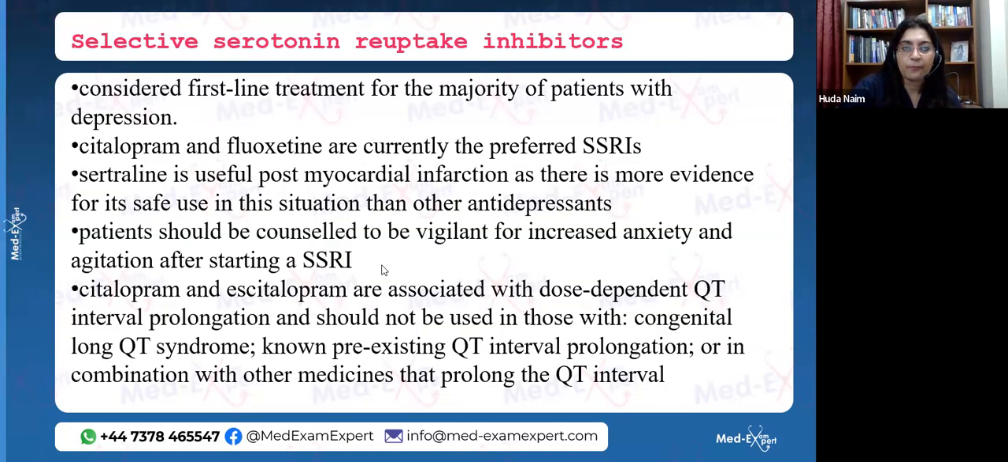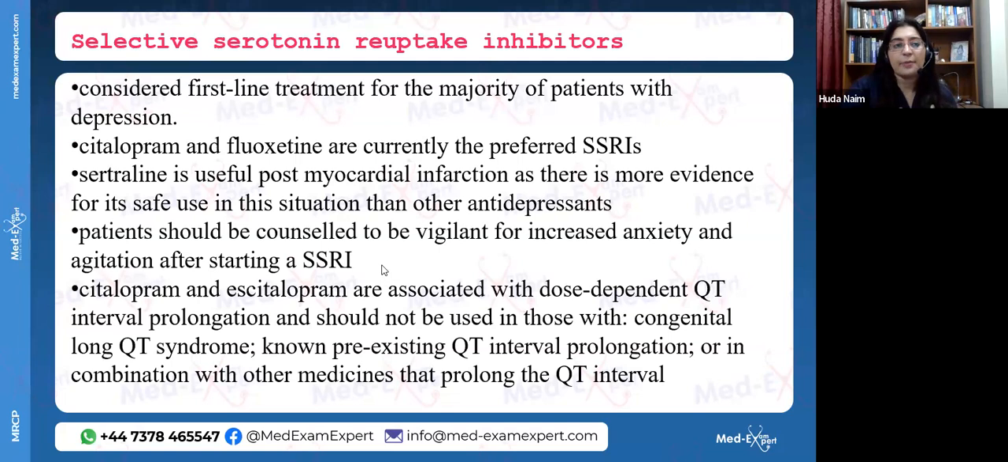Very good. So whenever you come across any drug, always keep a check on their drug interactions, if they're indicated or contraindicated. So SSRIs are the first line treatment. Citalopram and fluoxetine are the ones that are more commonly preferred. Sertraline is the one that is used post myocardial infarction. I think there was a question on the group as well, and the reason why people were saying that's the answer is because of the post myocardial infarction.